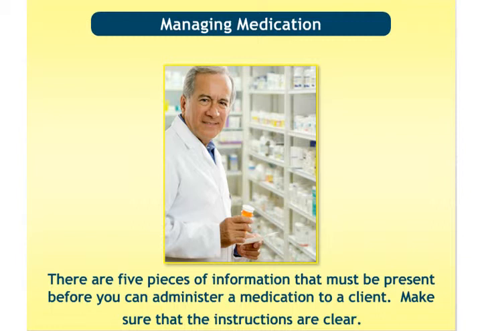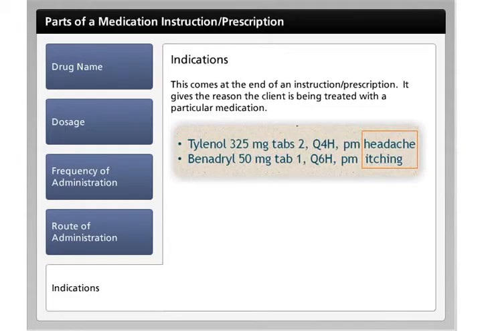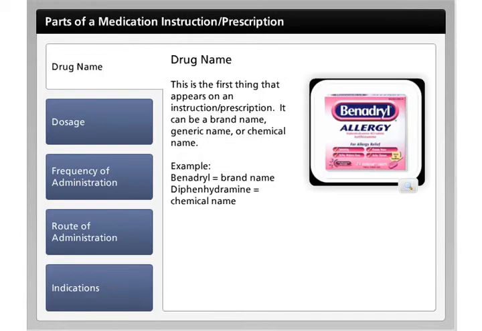Always ask for clarification if you see anything on a prescription or drug instruction that doesn't look quite right to you. Drug name. This is the first that appears on an instruction or prescription. It can be a brand name, generic name, or a chemical name. For example, Benadryl is a brand name, whereas diphenhydramine is a chemical name.